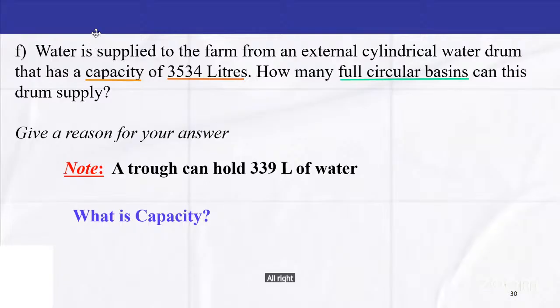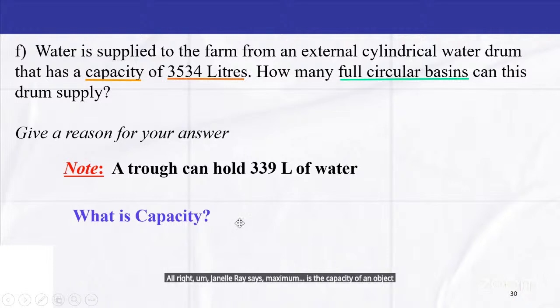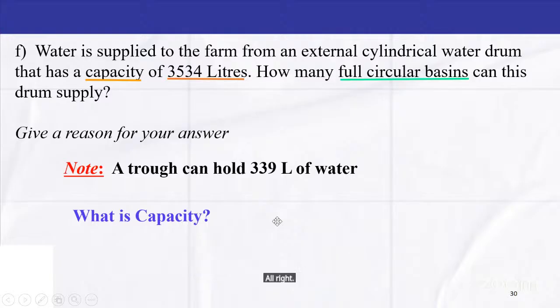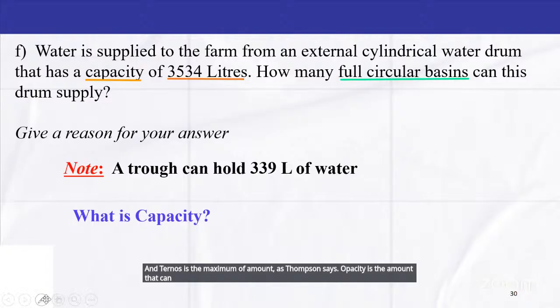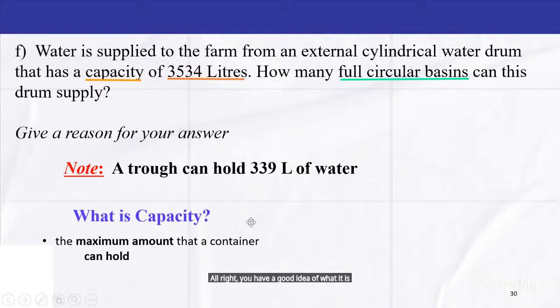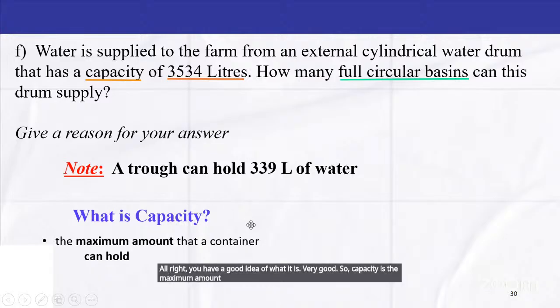All right. Janelle Ray says maximum is the capacity of an object, while volume is the amount of water. And Terrian Turner says the maximum of amount. S. Thompson says capacity is the amount that can be held. I'll use that. And volume is the amount that is inside. All right, you have a good idea of what it is. Very good. So capacity is the maximum amount that a container can hold.